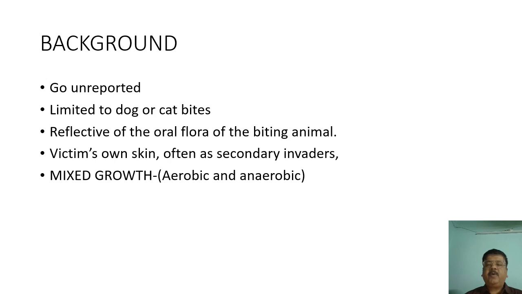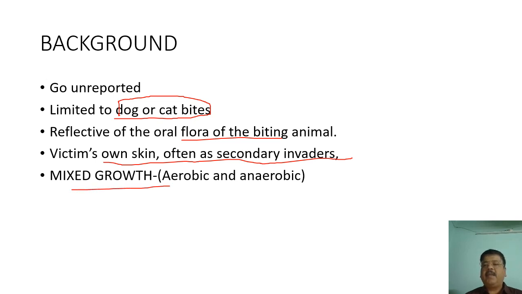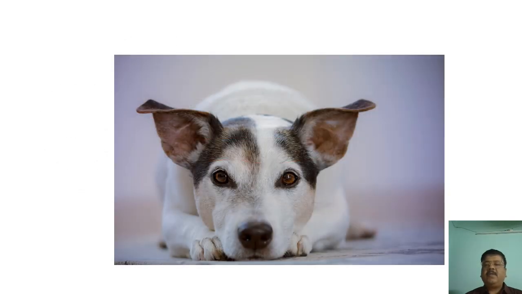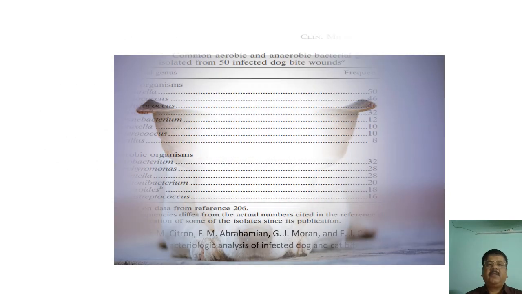Now most of the time they go unreported and it is limited to dog and cat bites. Dog and cat bites are the most common bites which are reported, and it is reflective of the oral flora of the biting animal, and the victim's own skin often acts as a second invader. The skin commensal organisms act as second invaders, and there is a mixed growth, aerobic as well as anaerobic growth. So first we'll go for the dog bite infections.